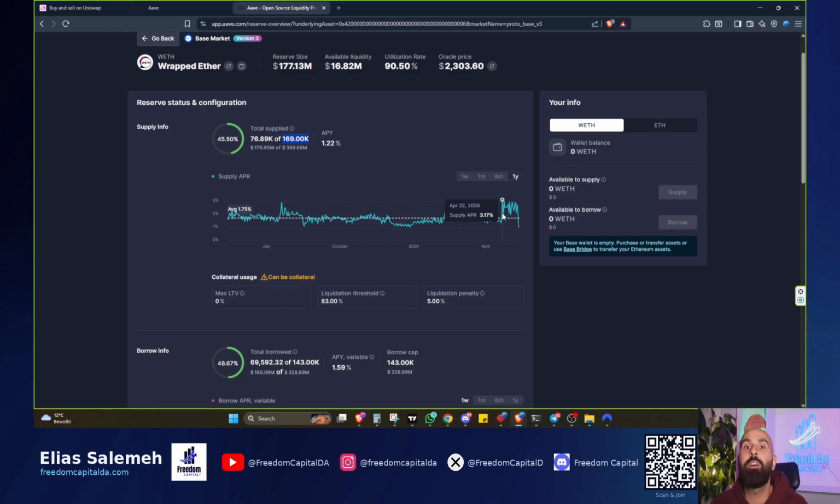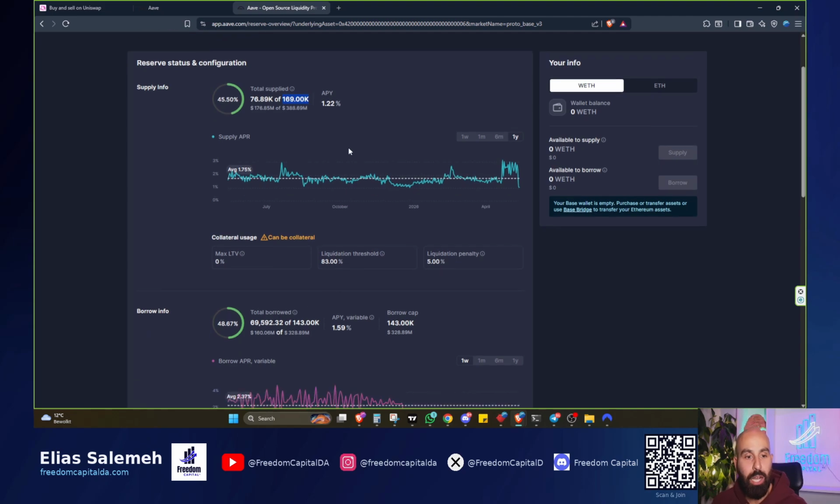So if there is a lot of borrowing happening, then the supply APY goes up to incentivize users to deploy their Ethereum because there is a lot of borrowing demand. And the opposite is true. If there isn't a lot of people borrowing, then the APY goes way down to stop incentivizing people from supplying Ethereum because there is a lot of Ethereum that is supplied at the moment. So this is the dashboard and how to read it.